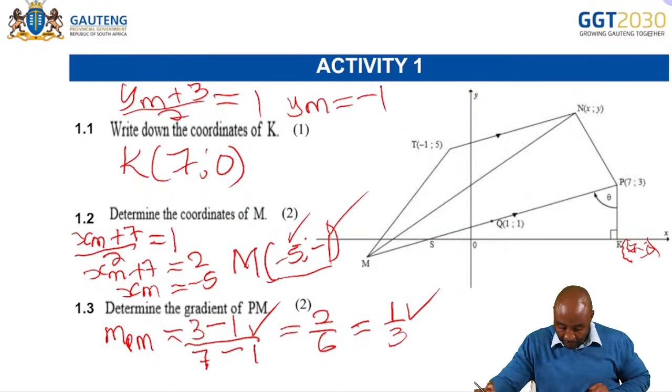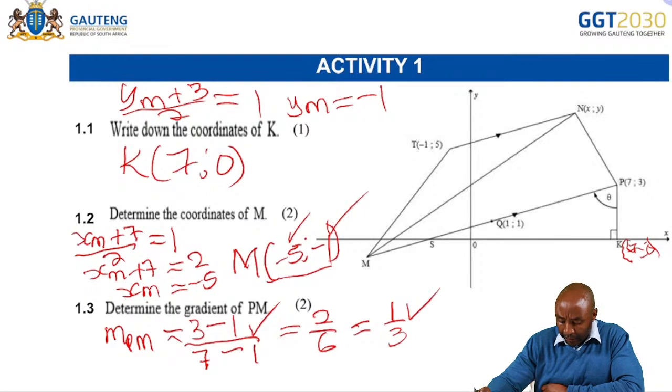We are given the equation of NP. NP is given by y is equal to negative 2x plus 17. We all are able to see that. And then, if we look at that, NP intersects MN, it also intersects our T, which is negative 1 and 5. That line TN, but we do not have the equation of that one. All we have is the gradient.